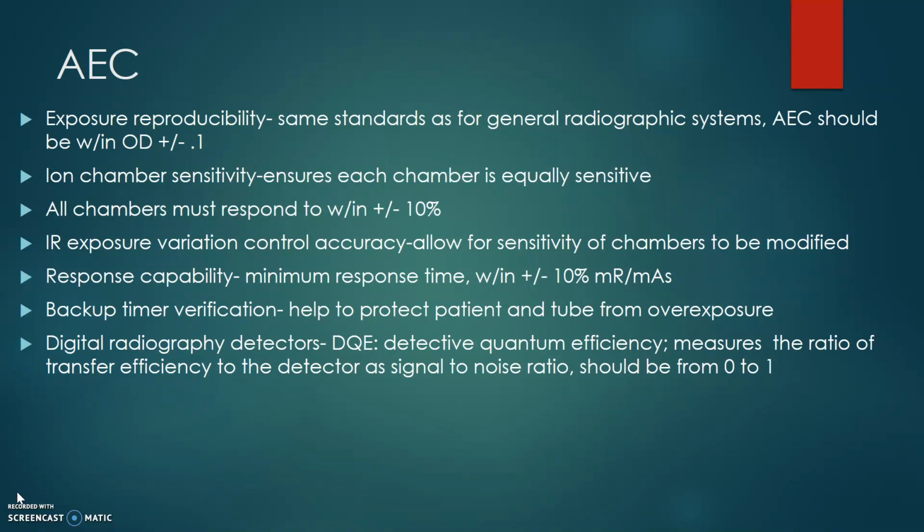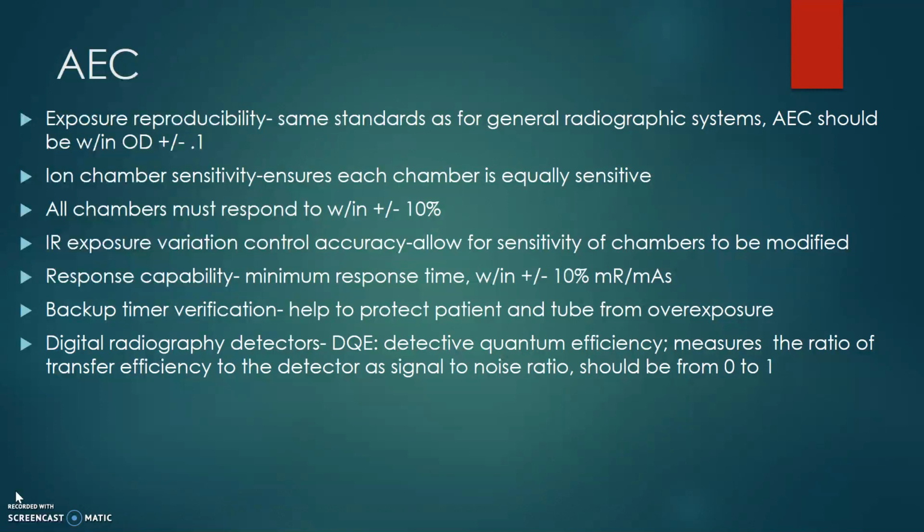For automatic exposure control, the exposure reproducibility has the same standards as for general radiographic systems. The ion chamber sensitivity test ensures that each chamber is equally sensitive. All chambers must respond to within plus or minus 10%. IR exposure variation control accuracy allows for sensitivity of chambers to be modified. The response capability, measured by the minimum response time, is within plus or minus 10% of the mR per mass. The backup timer verification is used to help protect the patient and tube from overexposure.